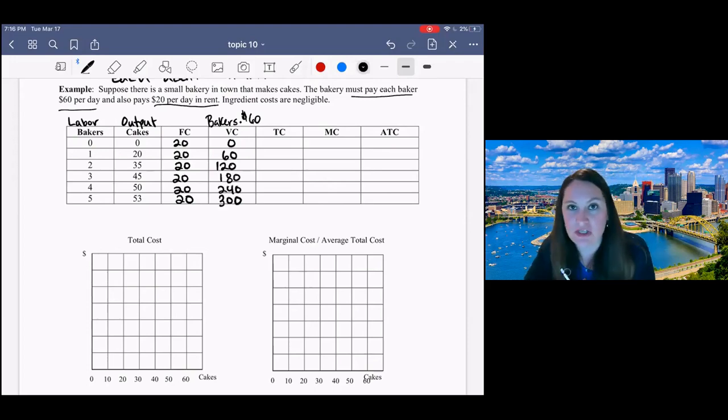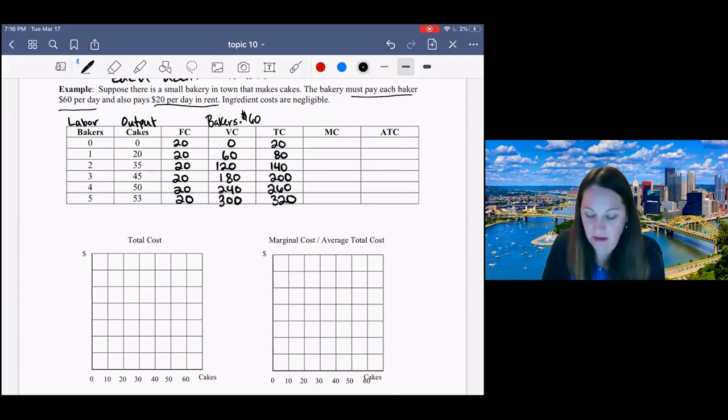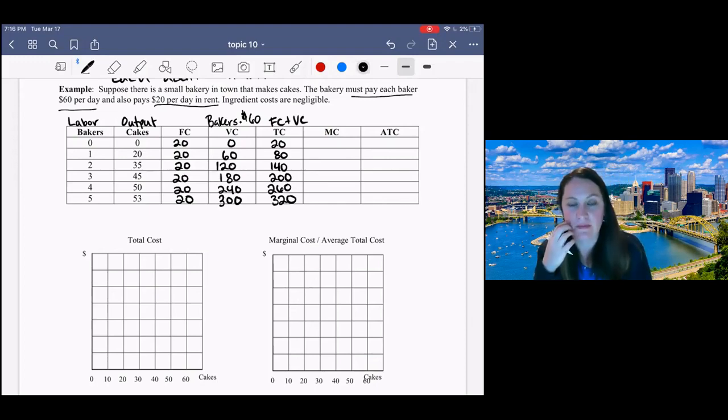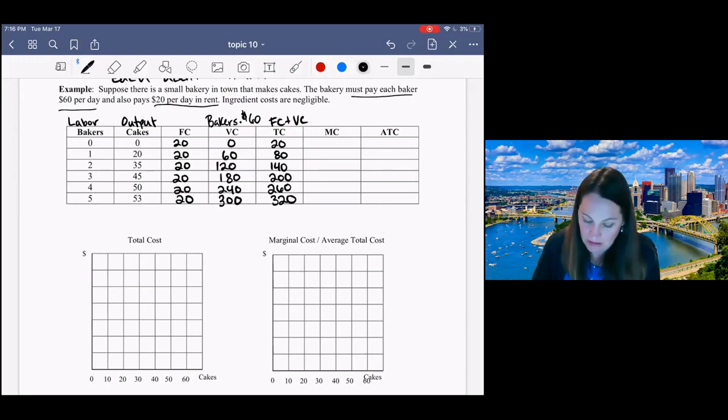Then to get total cost, we're just going to add those together. So we've got our total cost equal to our fixed cost plus our variable cost. And then using our total cost, we're going to be able to calculate both the marginal cost and the average total cost for this firm. Remember, marginal cost is change in total cost divided by change in quantity. And we're going to talk about the numerator and the denominator of this fraction differently. But basically, what we want to know is if we're going to produce a couple more cakes, how much are those cakes going to cost?